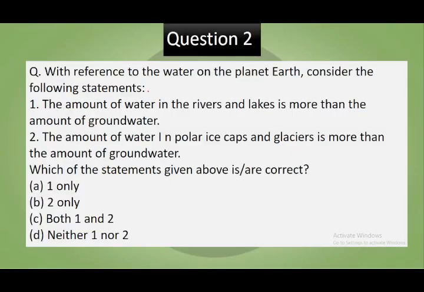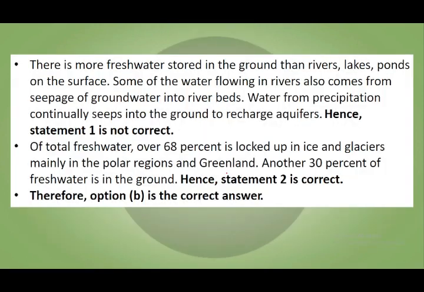Question number 2. With reference to water on the planet Earth, consider the following statements. First, the amount of water in the rivers and lakes is more than the amount of the groundwater. Second, the amount of water in polar ice caps and glaciers is more than the amount of the groundwater. Which of the following statements given are correct? You can pause the video, try to answer. Now we will look towards its answer.